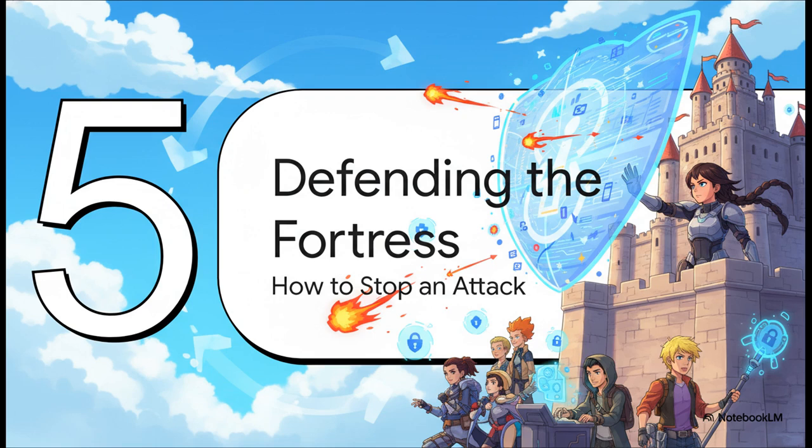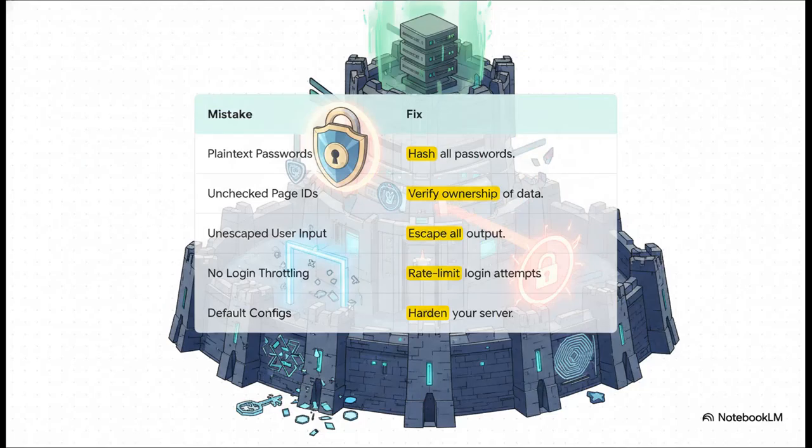So now let's get to the most important part. How do we defend the fortress? Let's rewind the tape and look at all the different points where Sally could have stopped Kim dead in his tracks. This really gets to the core of good web security. It is all about layers. There is no single magic bullet that fixes everything. You hash your passwords, of course. You verify that a user actually has permission to see the data they're asking for. You treat every single piece of input from a user as if it could be hostile.